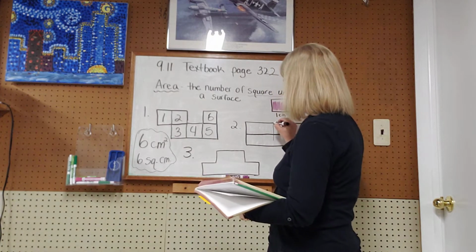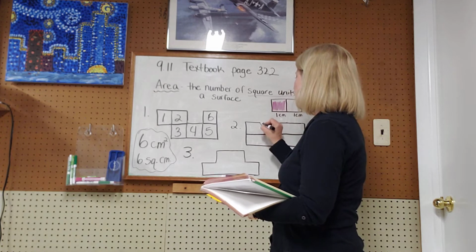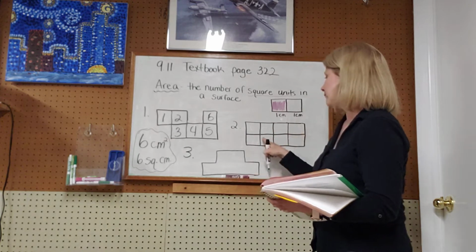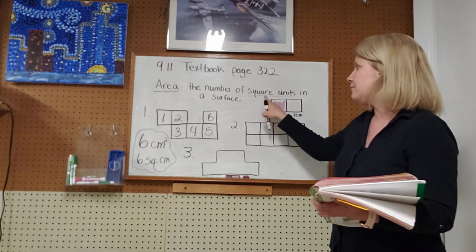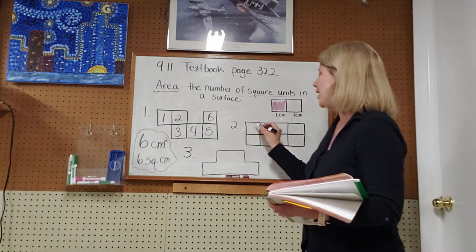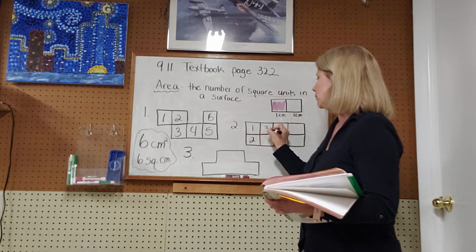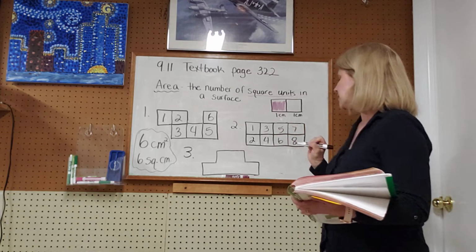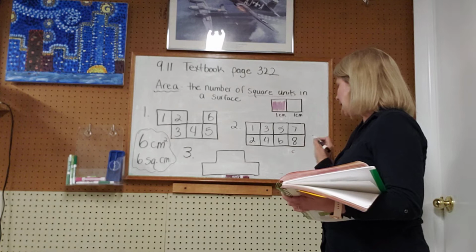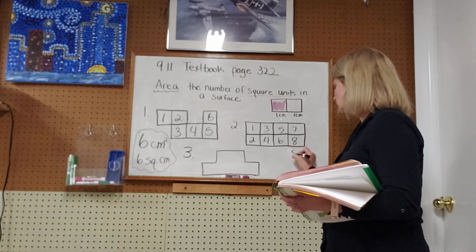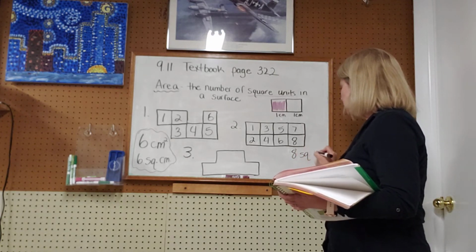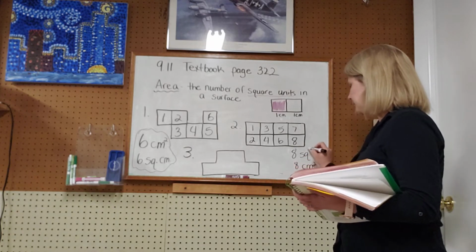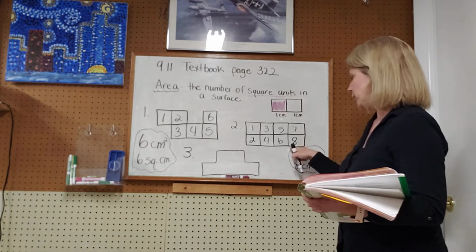You should measure it as 4 centimeters across. So then you will have 4 on the top, 4 on the bottom, and then you're going to count how many square units you have. 1, 2, 3, 4, 5, 6, 7, 8. So this answer is 8 square centimeters, or written like that, either way, for number 2.